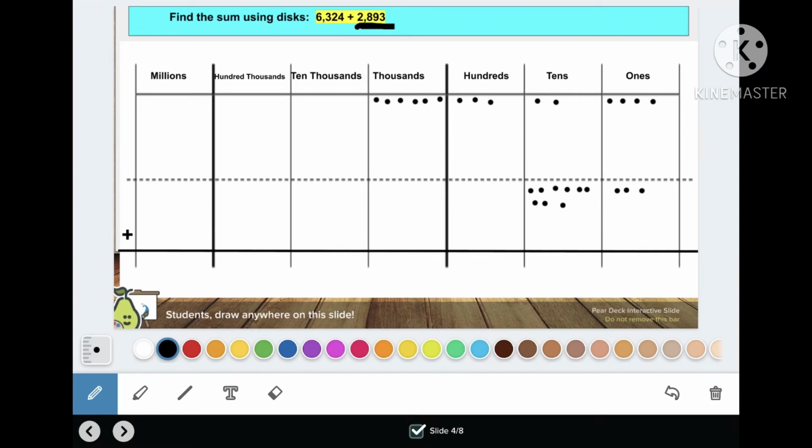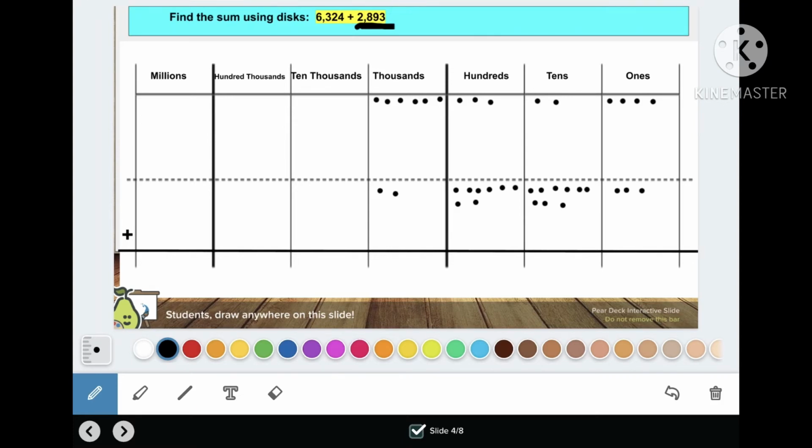And what about my hundreds place? What number is in the hundreds place? Good job. Yeah, 8. Count with me. 1, 2, 3, 4, 5, 6, 7, 8. What about my thousands place? What number's in the thousands place? Good thinking. Yeah, my 2 is in the thousands place. So I'm going to draw 2 discs. Get ready. Count with me. 1, 2.